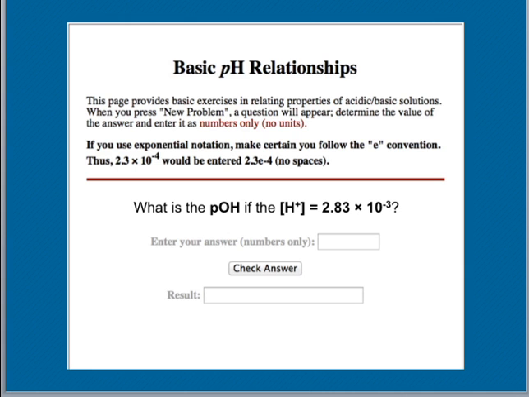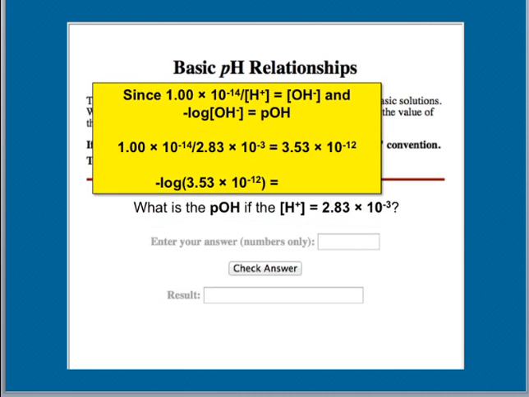So this is hydronium. Type it in. It is log. Change the sign. And what do you get? Well, I did it differently, didn't I? Shoot. I didn't remember. I did it the hard way.